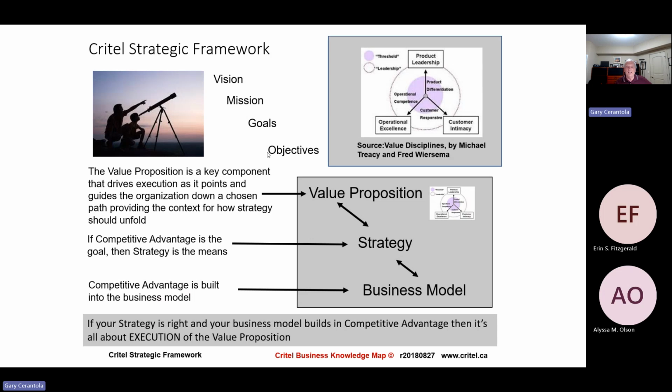Okay, so here's my little view. I create these business knowledge maps for this company that I have. And what this is saying is that if you really understand your framework, vision, mission, goals, objectives, and then you go down to the value proposition, the strategy and the business model, this is the crux of your business. And if your strategy is right, and your business model builds competitive advantage, then it's all about execution after that.